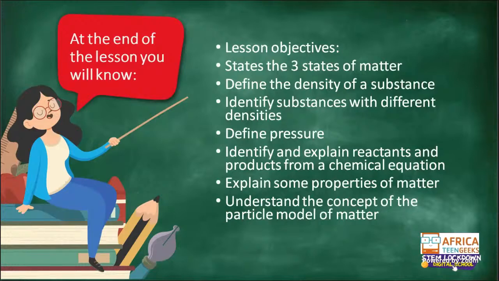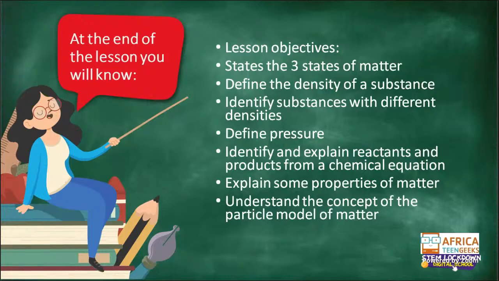Today we're continuing with the particle model of matter, and our objectives are, by the end of the lesson, you should be able to state the three states of matter. You should be able to define the density of a substance. You should be able to identify substances with different densities. You should be able to identify pressure. You should be able to identify and explain reactants and products from a chemical equation. You should also be able to explain some properties of matter and understand the concept of the particle model of matter as we did yesterday. So it's just a continuation.